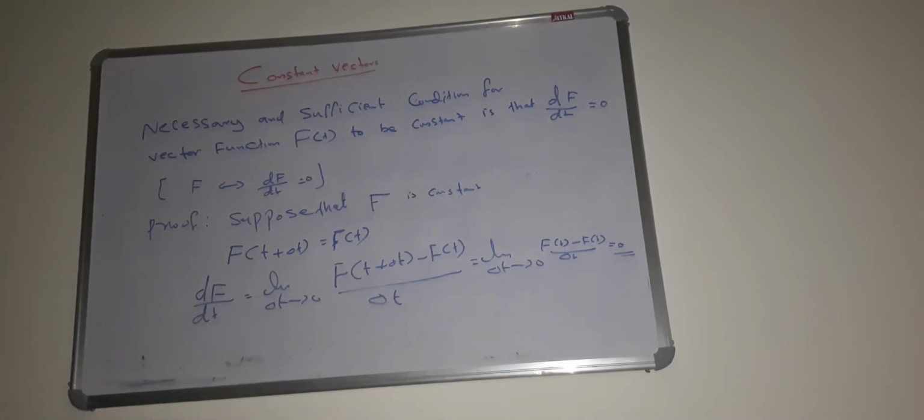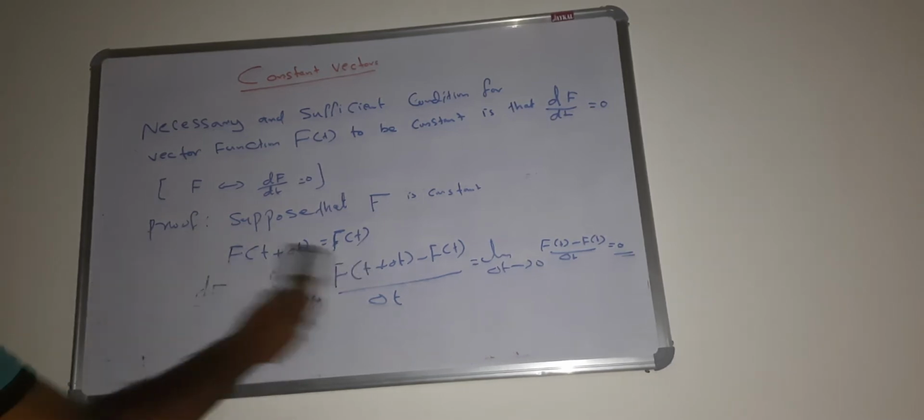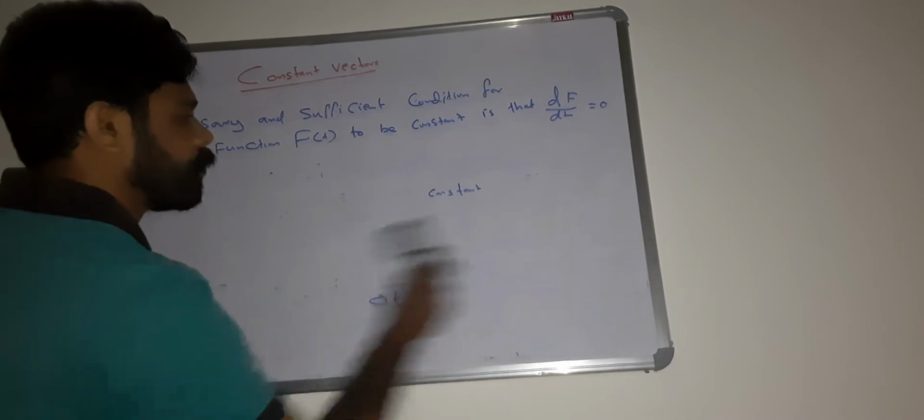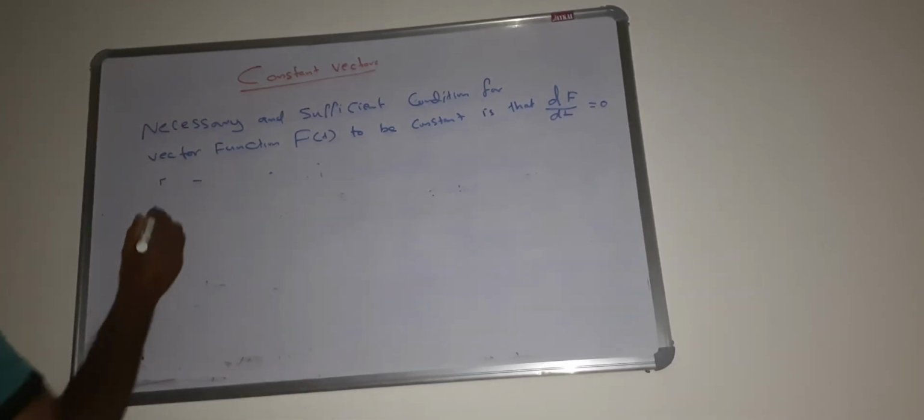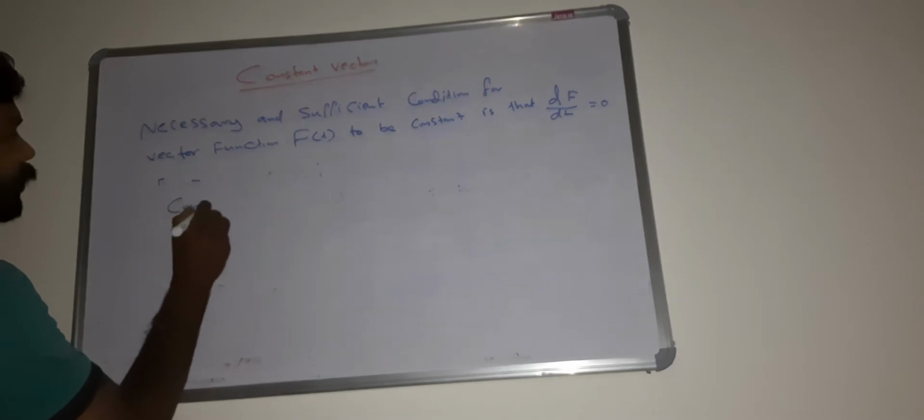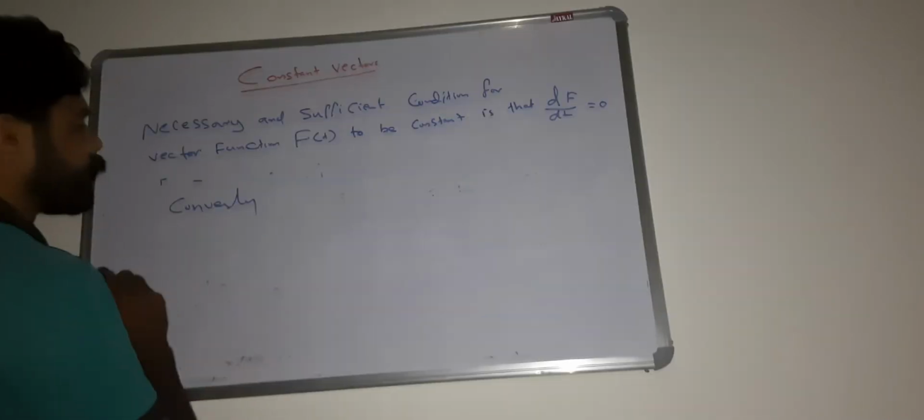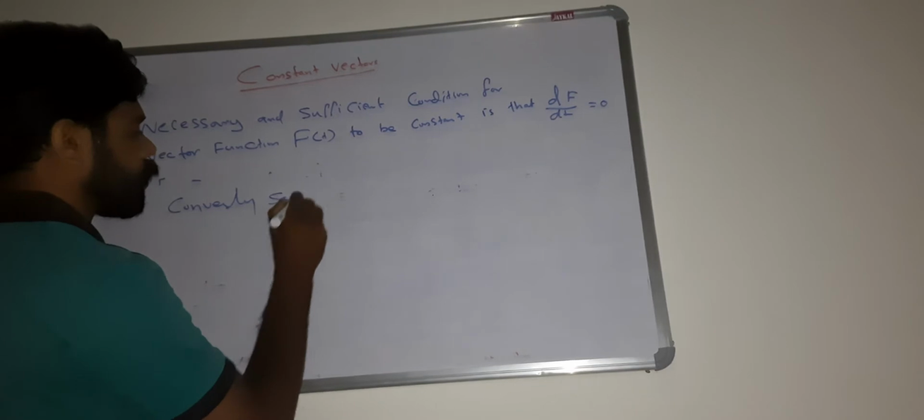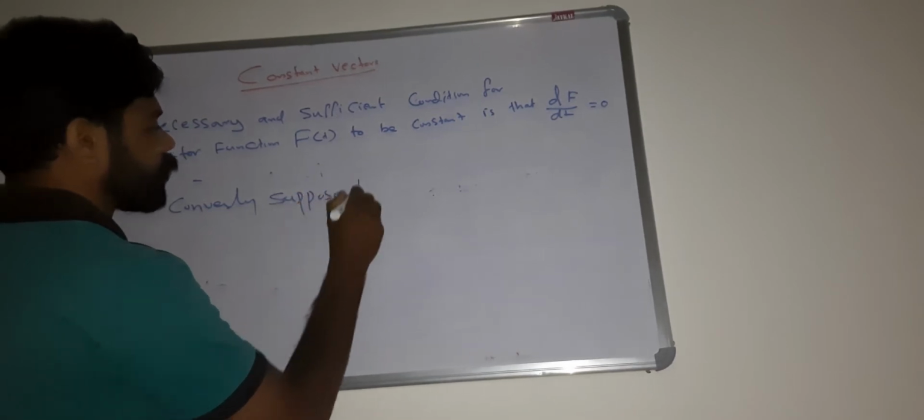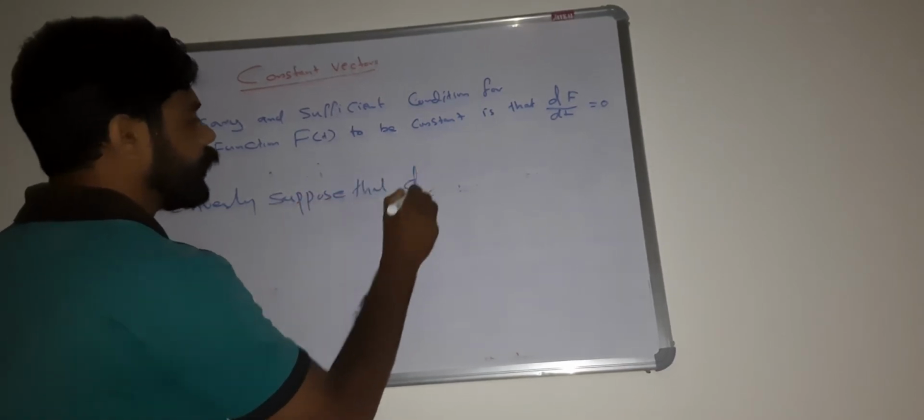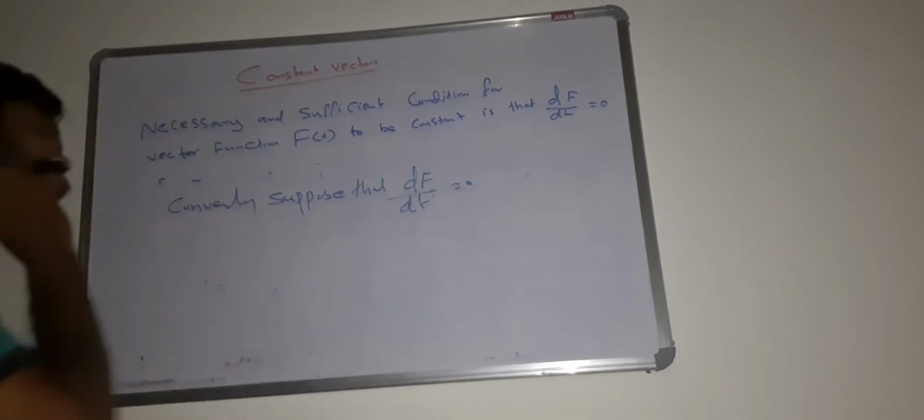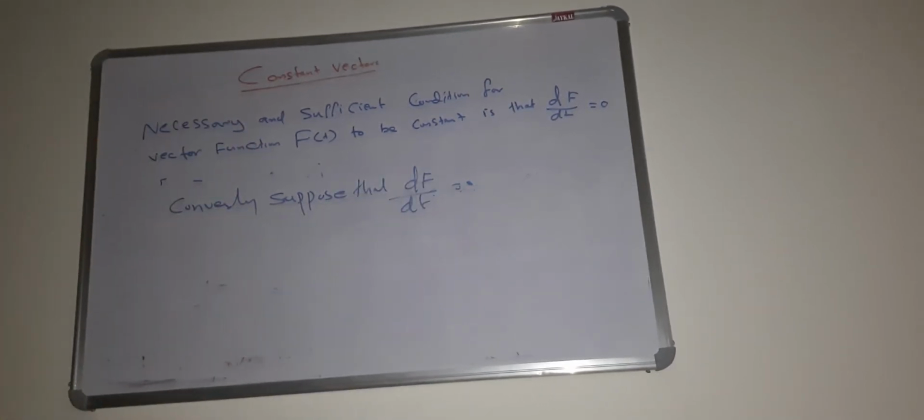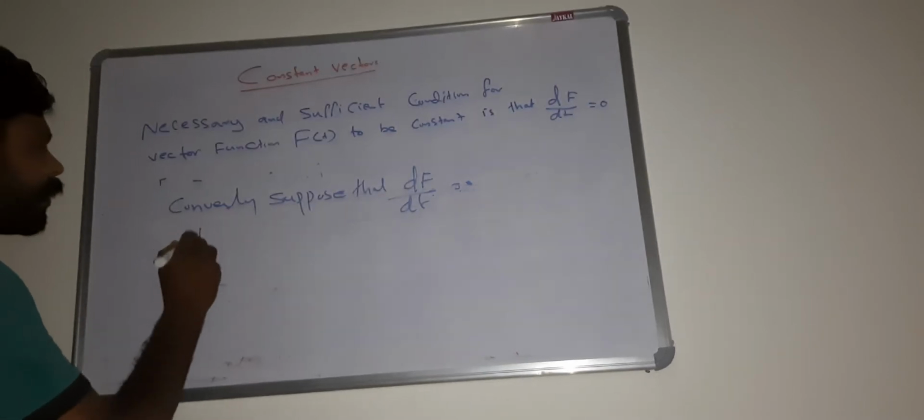Now converse. Conversely suppose that df by dt equal to 0. We have to prove that f is constant.